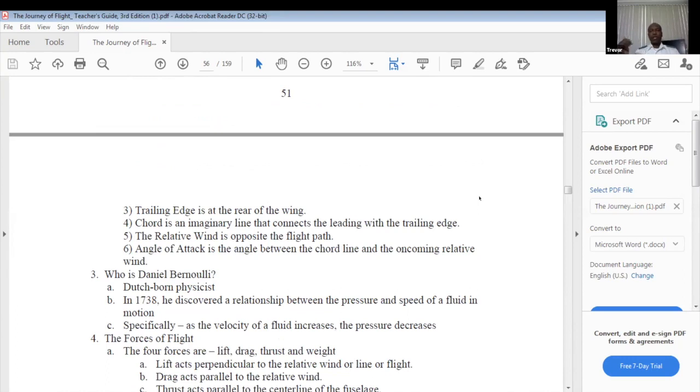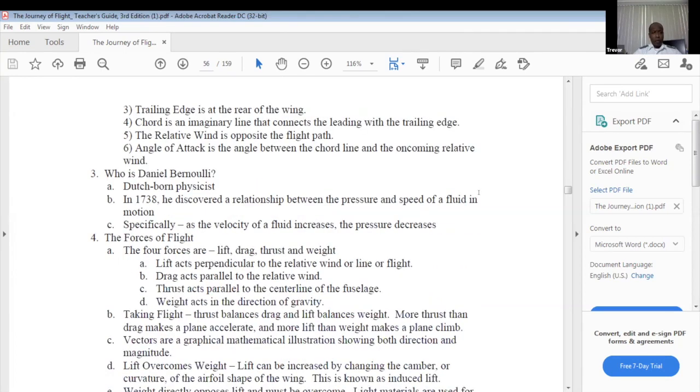So it's coming in contact with the relative wind, and that's what causes that air to be split. Some goes over the top of the wing, some goes under the wing, and those two effects will create different pressure points, or pressure with respect to speed, which creates a downwash, which causes an upward movement, which is produced by what is called lift.